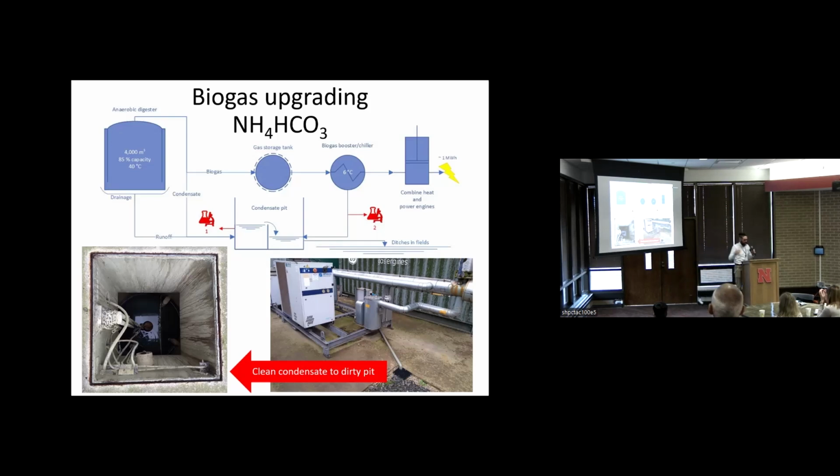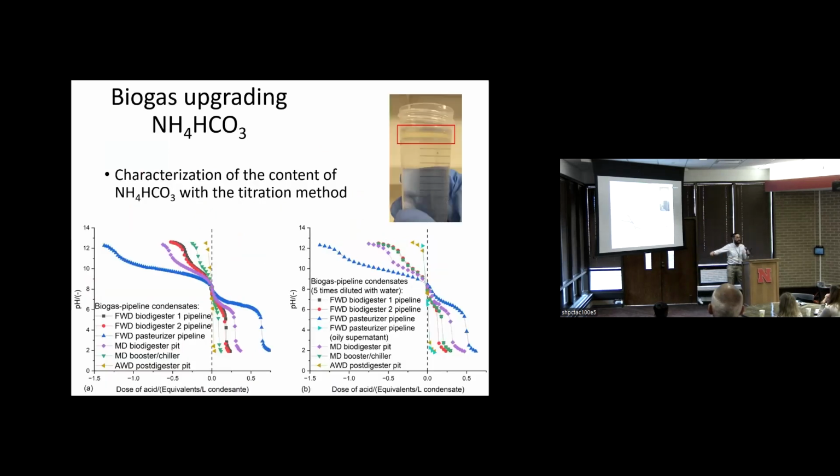I'm showing you this as a sample, but I actually harvest that condensate, biogas pipeline condensate, in a food waste digestate plant, in the manure digestate plant that I just showed you, and in another waste digestate plant. And I compare the amount of ammonium bicarbonate in that condensate with the titration method. I'm going to show you in the next slide how I compare again with different methods.